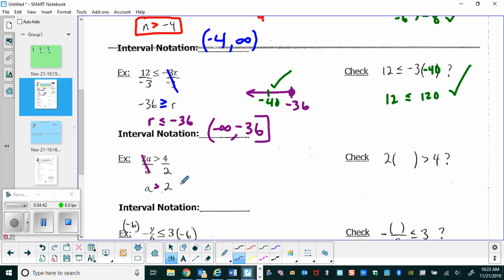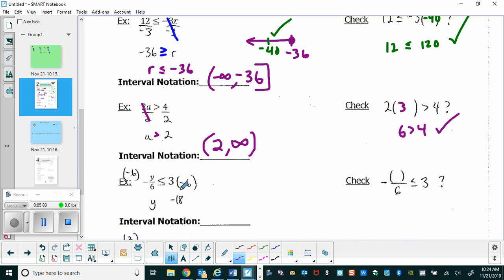So A is greater than 2. So on your number line, you would start with 2, and you'd shade up towards positive infinity. You can never equal infinity, and here it would not equal the 2, so the 2 gets a parentheses. And let's check. First number I can think of bigger than 2 is 3. And right here, 2 times 3 is 6, and 6 is in fact bigger than 4.